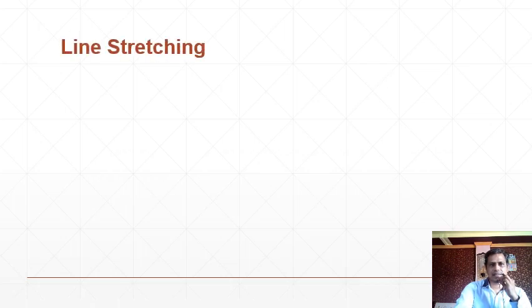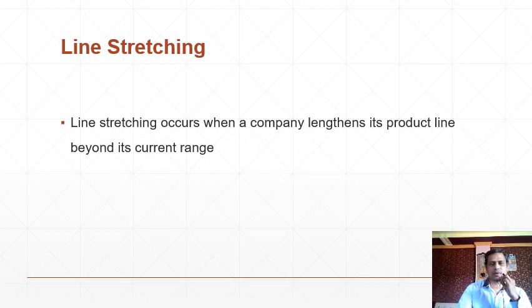Now, first, line stretching is about lengthening your product range beyond the current products. So you have around four products addressing four market segments, and you find another product within your market segment. Then you start introducing a new product. You keep on stretching your product line in such a manner that your total market segment gets filled up. So line stretching and line filling are almost similar, but there are quite different views.